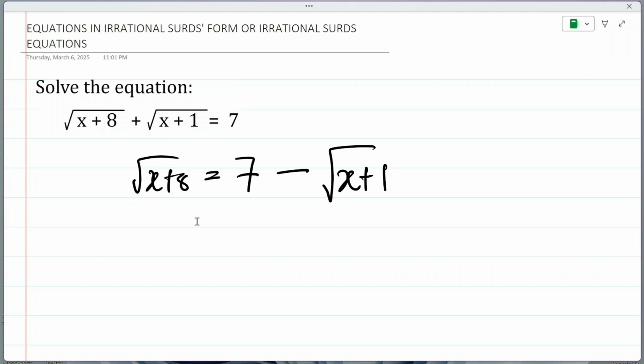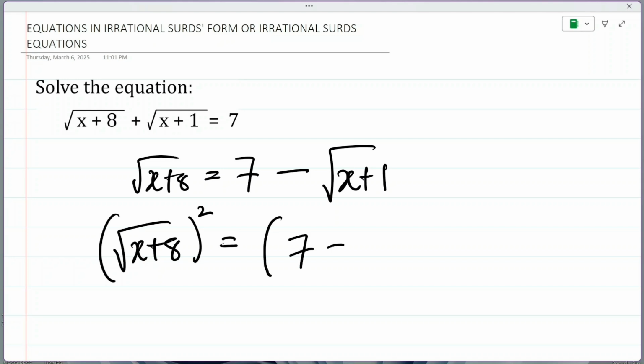The next thing to do is get rid of the square roots. So you square both sides. You have it as square root of x plus 8 all squared equals, in open bracket, 7 minus square root of x plus 1 close bracket squared.